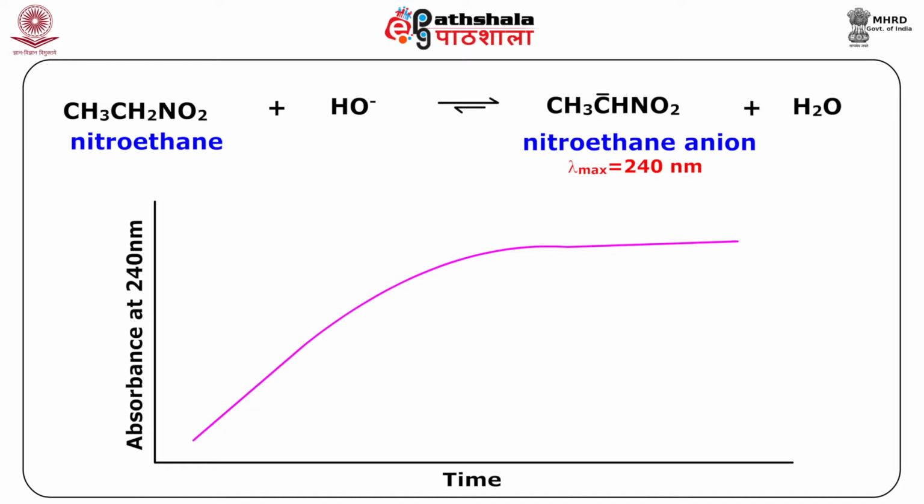Now, nitroethane is taken in a cuvette containing a basic solution, as I have already told you, and the rate of reaction is determined by monitoring the increase in absorbance at 240 nanometer as the nitroethane anion keeps on forming. This is more clearly seen in this figure, as you see the absorbance as a function of time plotted in this graph.